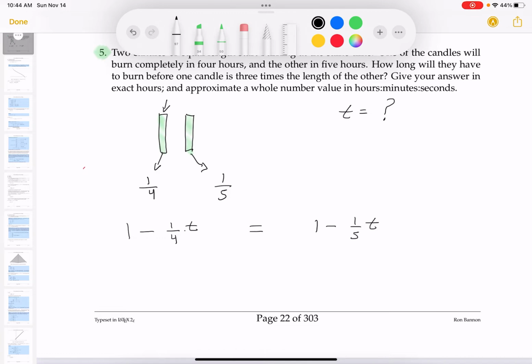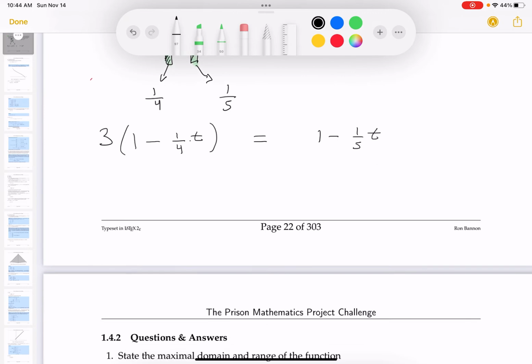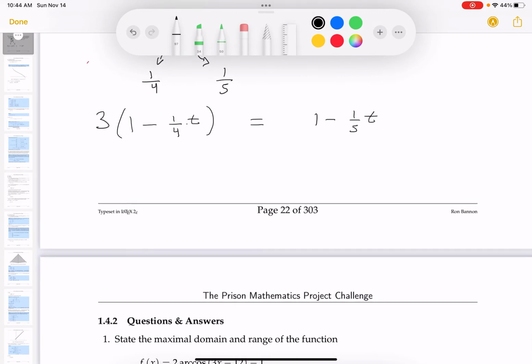I'm thinking about it, and I know that one is going to be smaller than the other. Once they start burning, it's always going to be smaller, but I want the other to be 3 times that. So there's going to be some point in time where it looks like this. Let's see if we can solve that equation. I'm going to do straightforward multiplication.